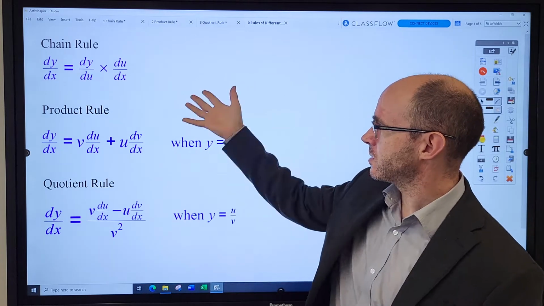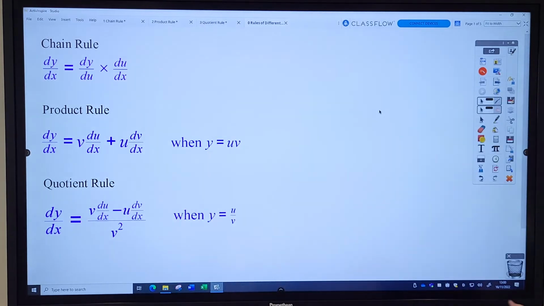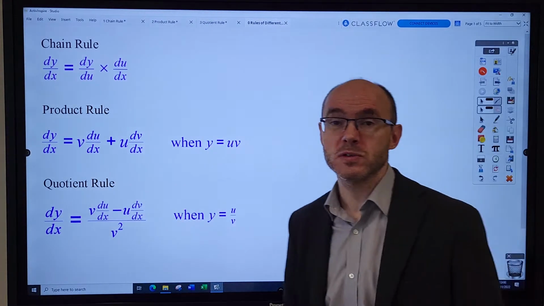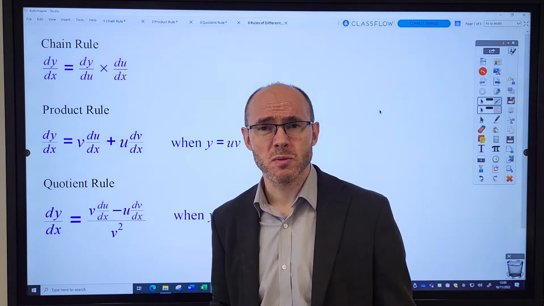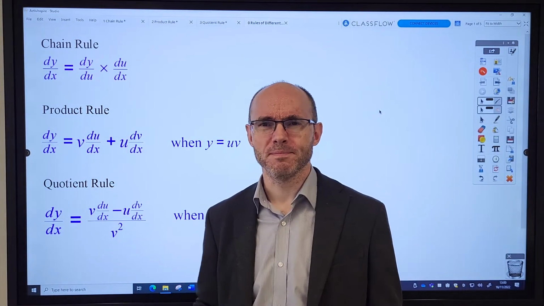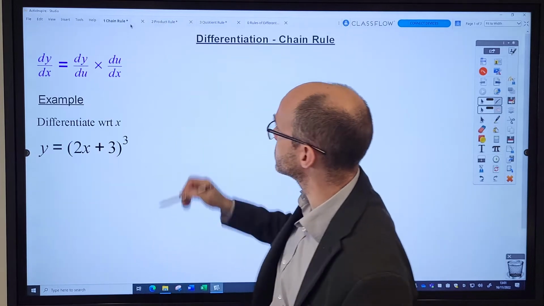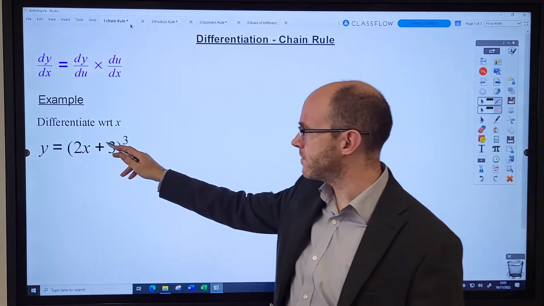So here's the 3 rules. I'll just move out in case you want to take a screenshot of those, and I'll show you via a series of examples how to use them. Ready? Okay, let's go. So first one. Use the chain rule to differentiate this.